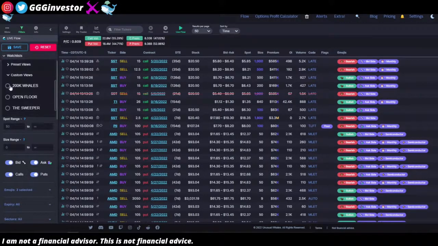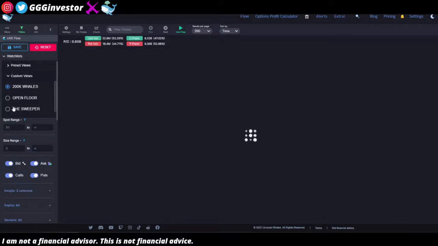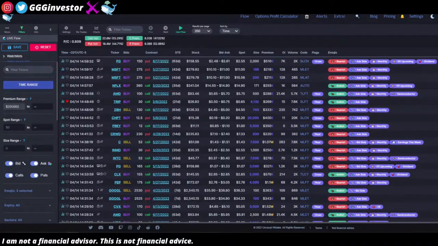So the first one that I want to show you guys, and this is the one that I found, is the 200k whale. Basically what I do for this one is, we'll reset it and then reapply it, just to show you guys how it updates all the filters here. The first thing that changes is the 200k premium. This is just going to filter out any order that's a lot smaller than 200k. So you can see all the orders here are 200k or more, and that's basically what I'm targeting with this filter. I want to see a lot of money going into a certain stock, and then further evaluate in which direction I'm going to play it.